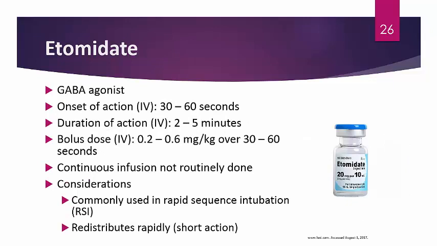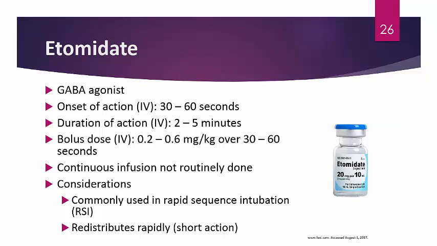Now we're going to transition a little bit, and we're going to talk about etomidate. Etomidate's a little bit different than dexmedetomidine and propofol, which we just talked about in the other sedatives section. It is a GABA agonist, similar to a lot of the other sedatives, and what makes it different than the other ones is it has a short onset of action and a short duration of action.